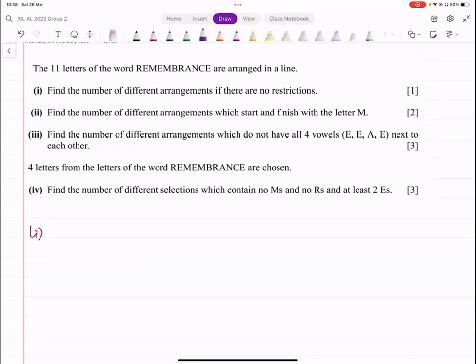So what do you have to do? How many total letters? 11. So it's going to be 11 factorial for that. Right? But then some of them are going to be repeated. So how many are repeating? R. There are 2 R's, so we've got 2 factorial because of that. E. There are 3 E's, so we've got 3 factorial because of the E's. M. There are 2 M's, so we've got 2 factorial because of the M's.